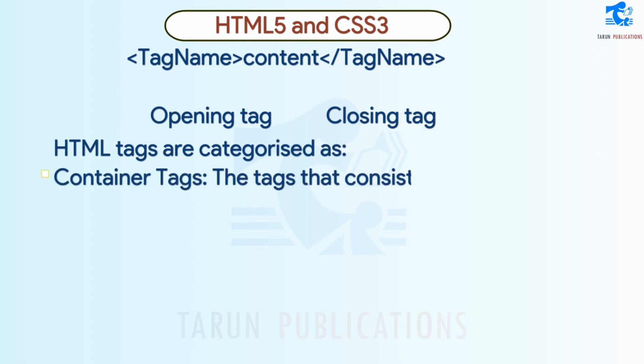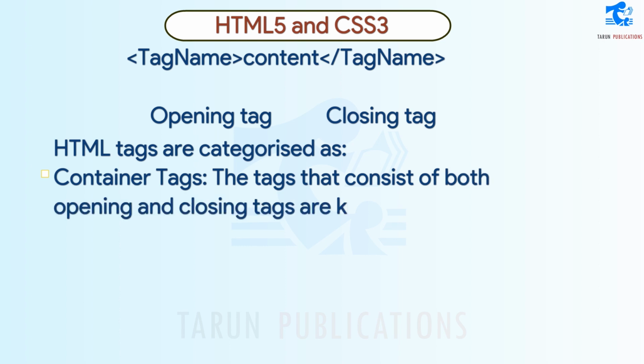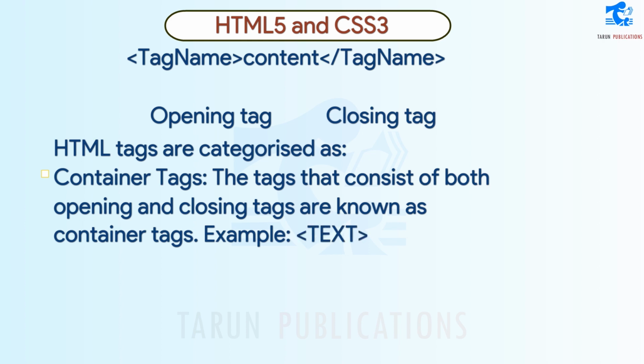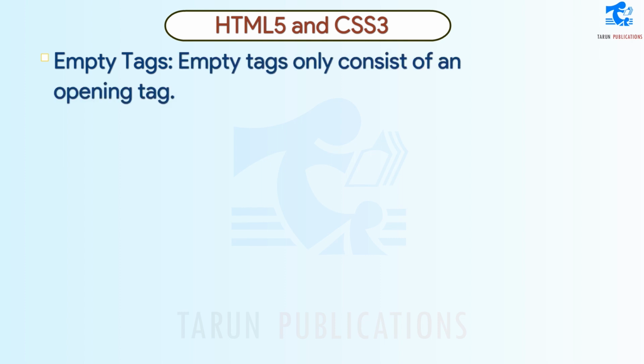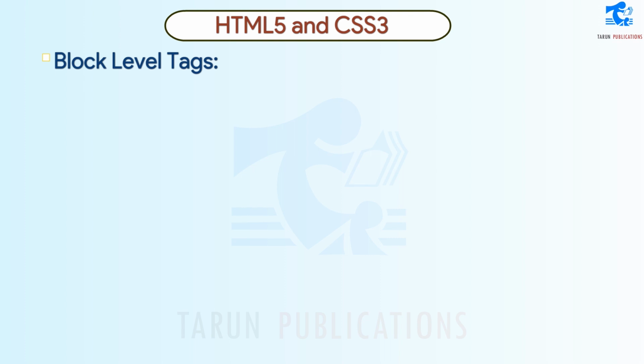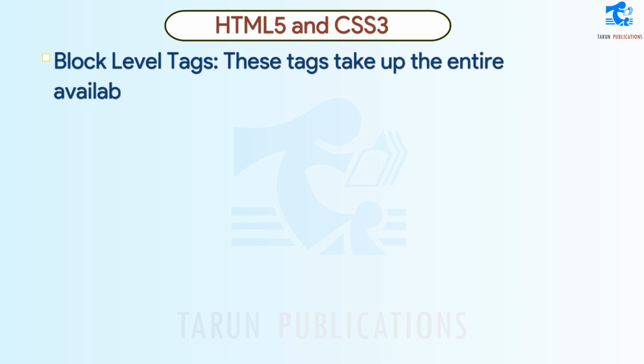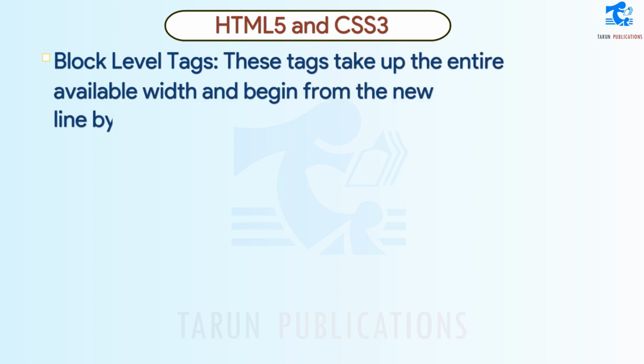HTML tags are categorized as container tags, empty tags, block level tags, and text level tags. The tags that consist of both opening and closing tags are known as container tags. Example: less than text greater than, less than slash text greater than. Empty tags only consist of an opening tag. Example: less than HR greater than. Block level tags take up the entire available width and begin from a new line by default. Example: less than H1 greater than, less than P greater than.